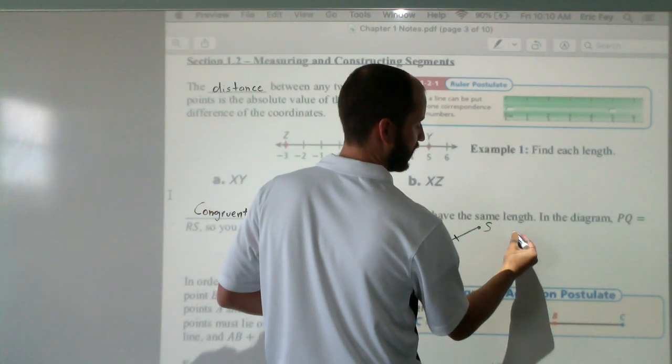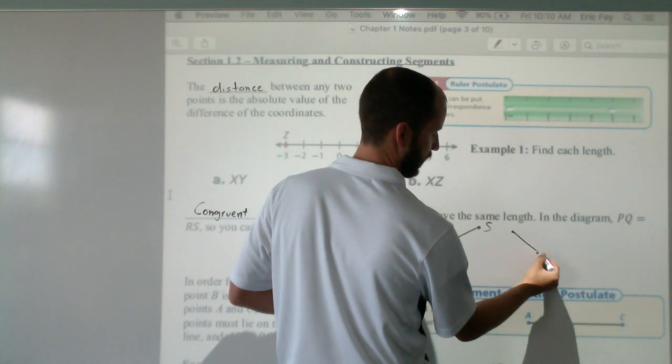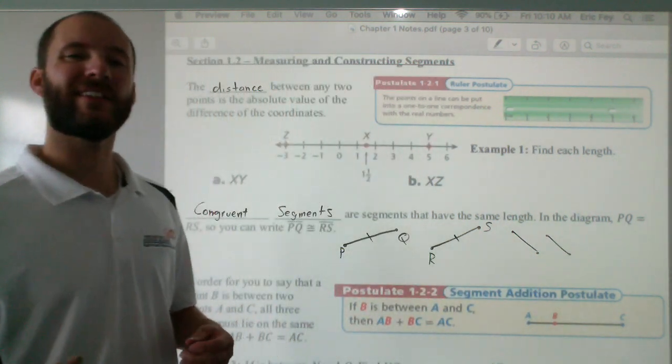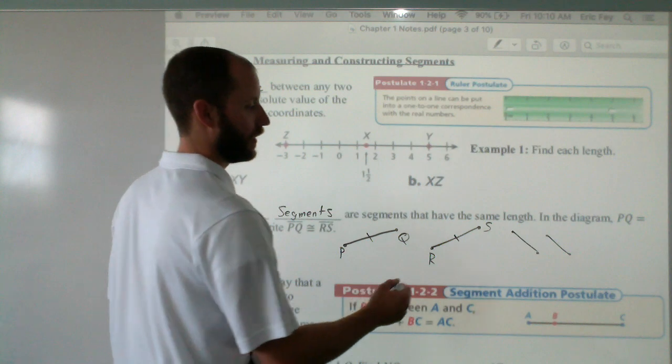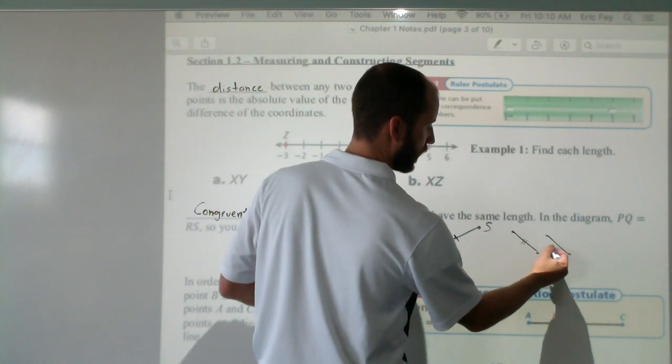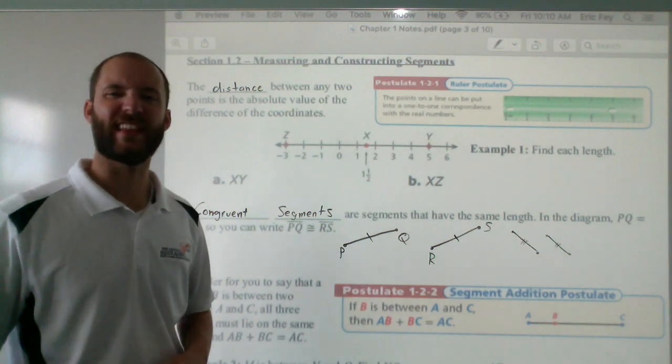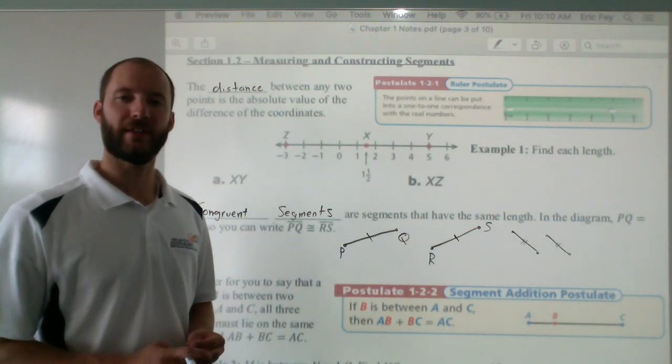Now let's say we have a second set of segments that are also congruent, but they are different from the first two. Well, what do we do? 2 tick marks right in there. Say they are congruent. They are identical in all ways.